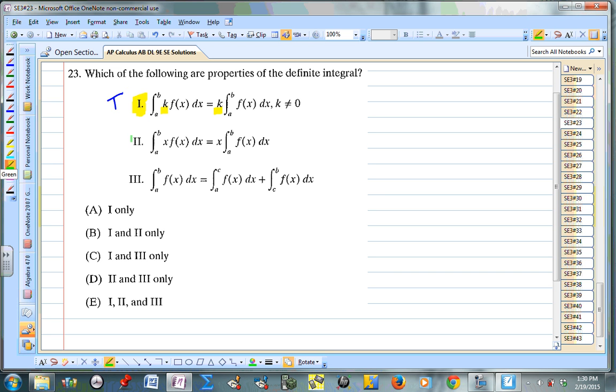Now let's look at statement number 2. They're saying the same thing, except for instead of a constant times a function f, we have a variable x times the function f. This statement is false. You cannot split up an integral this way. You can only pull out a constant multiple, not a variable multiple.